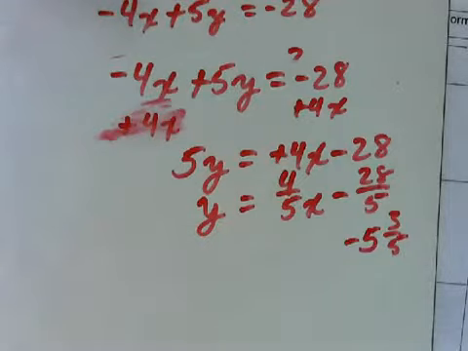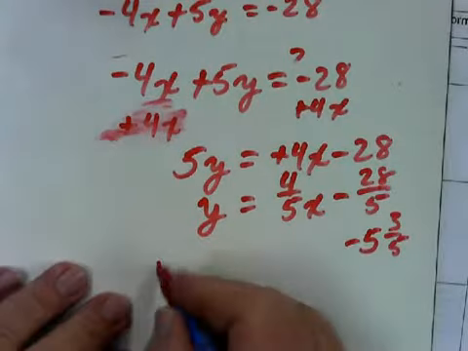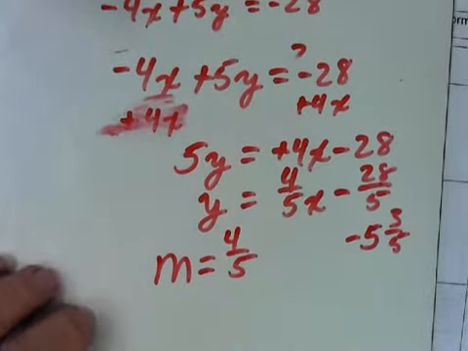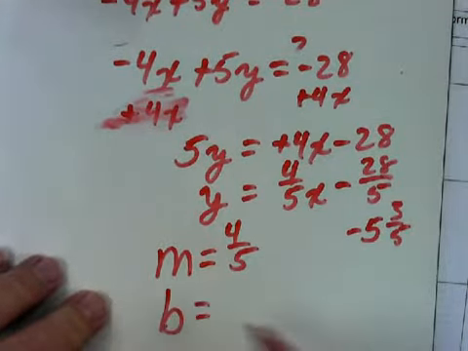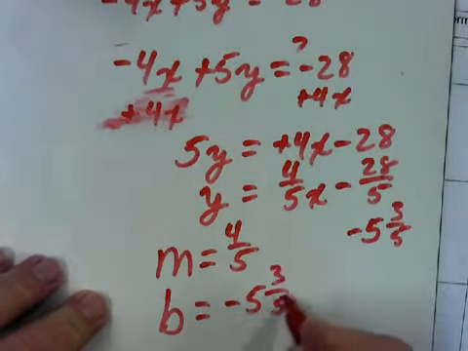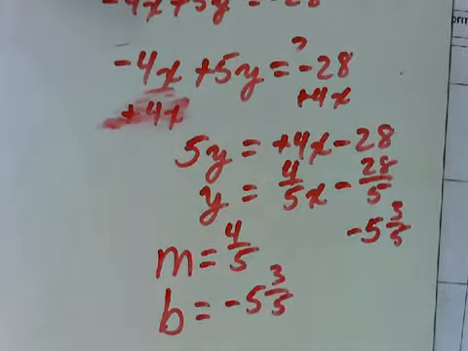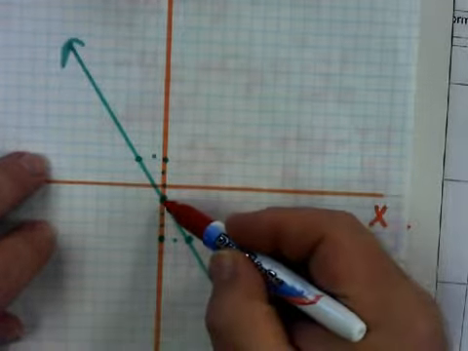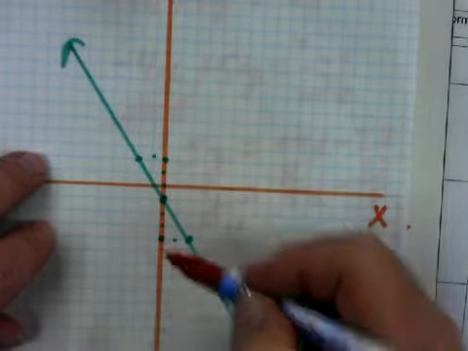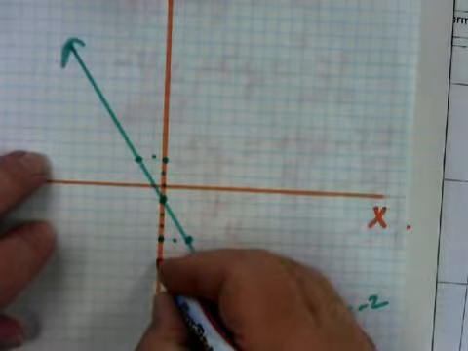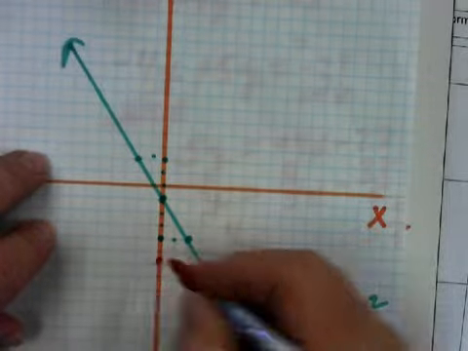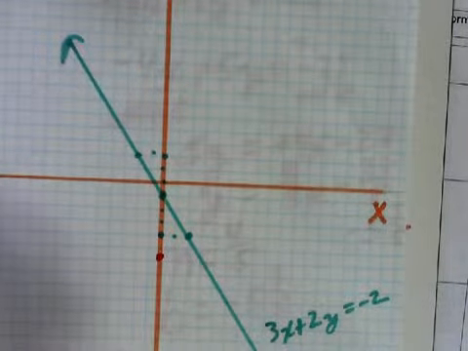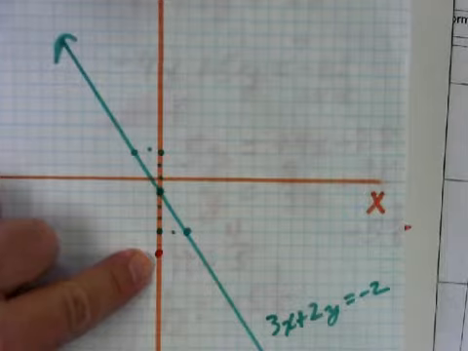So on my graph, I know that the slope is 4/5. I know that the y-intercept is negative 5 3/5. So a negative 5 3/5 is going to put me at 1, 2, 3, 4, 5, and 3/5 will put me about right there. Can you see that? Can you see the dot?